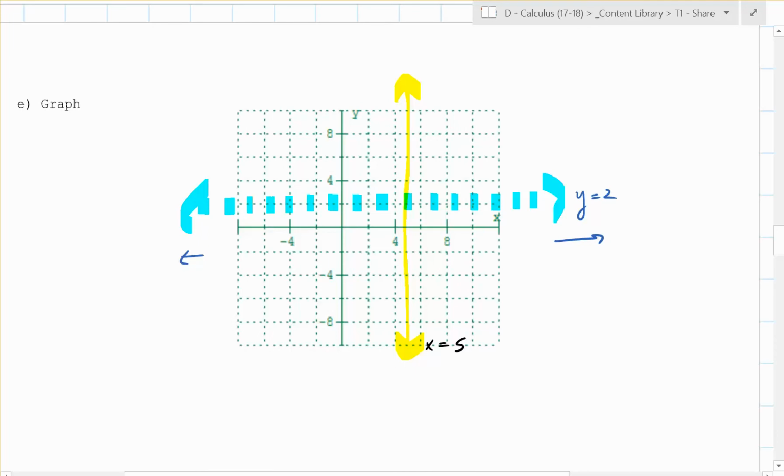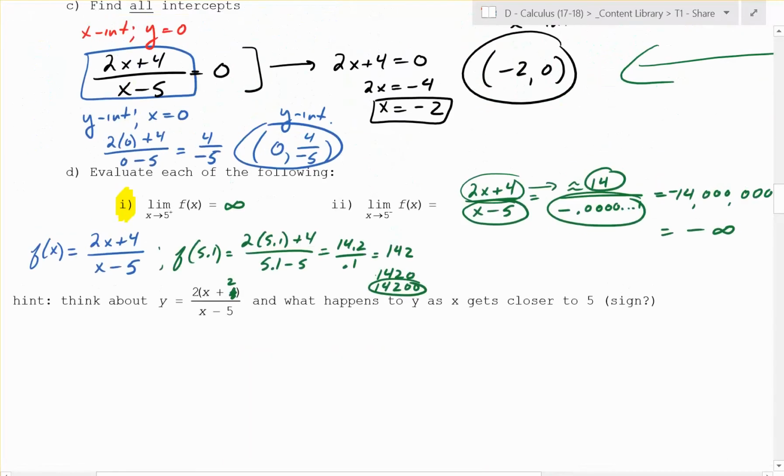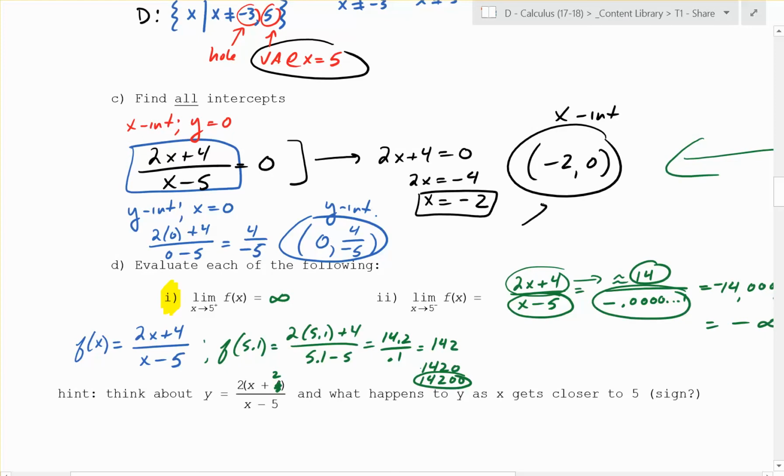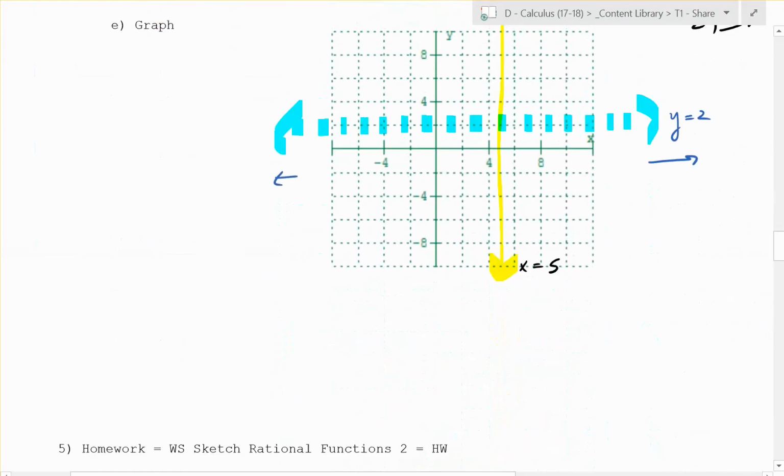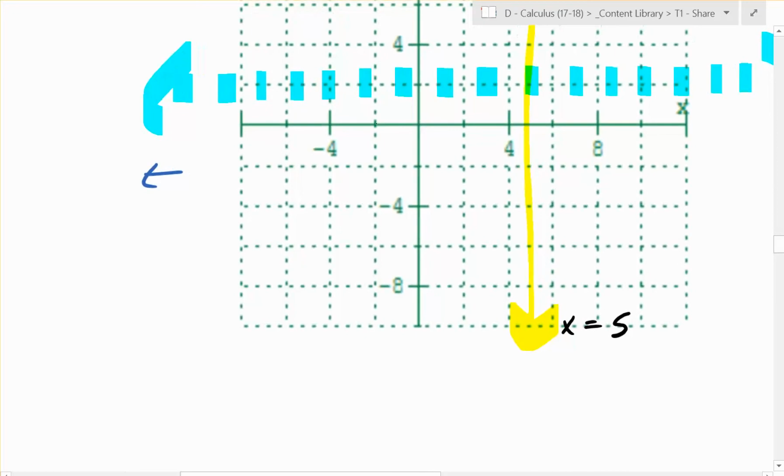So once you plot your asymptotes, plot your intercepts. So first do your asymptotes and then do your intercepts. This tells you a whole lot. So we know from here, where were our intercepts? Let's find them here. We know there's one at (-2, 0), and (0, -4/5). So (-2, 0) is right here. And -4/5 is going to be right about there.